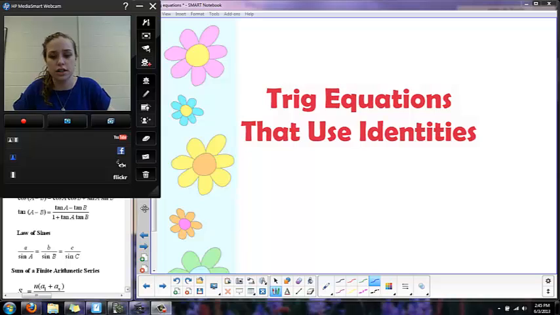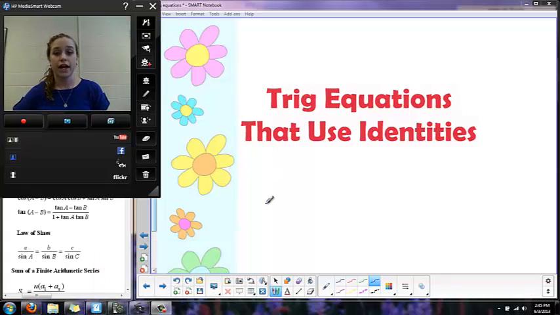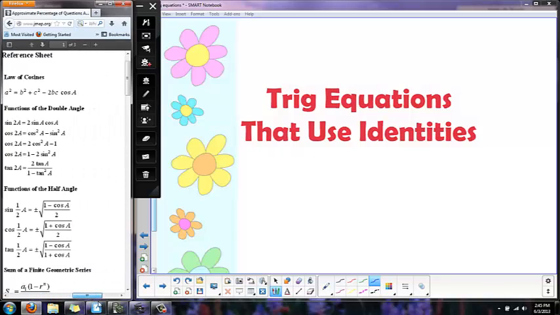So trig equations that use identities. And what I mean by identities are maybe the Pythagorean identities, or maybe one of those equations that are on our reference sheet, which are right here, which we learned in the last unit. Functions of the sum of two angles, the difference of two angles, double angle, half angle.